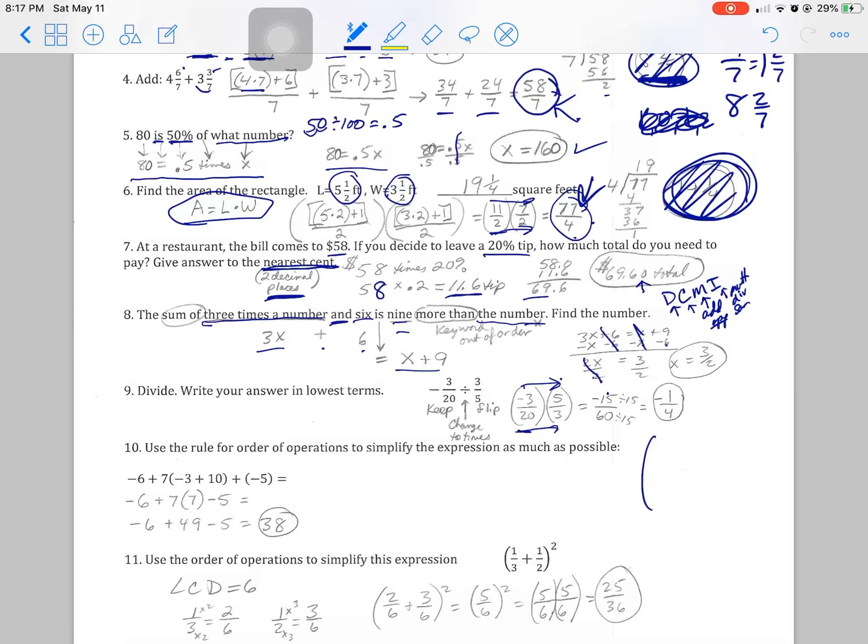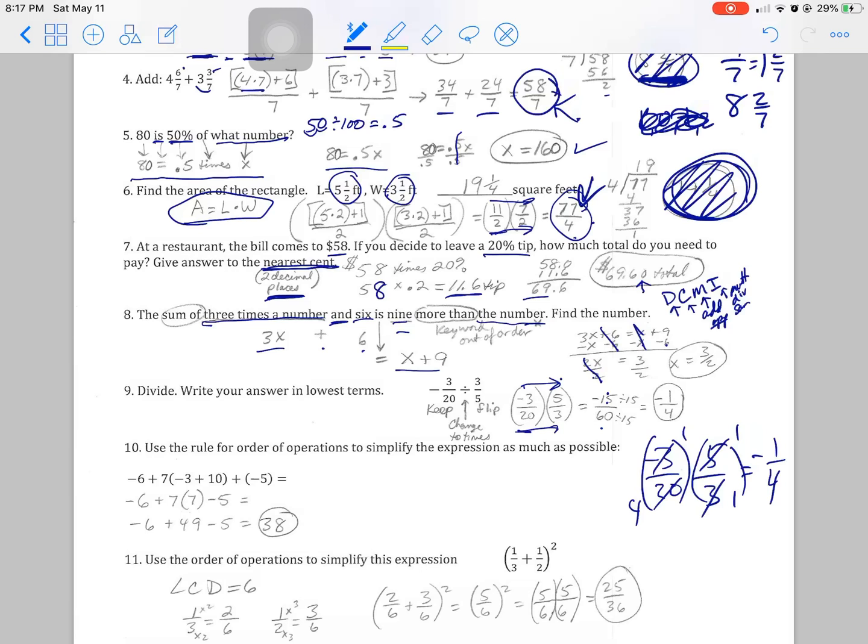Now some people reduce in place. So this is a negative 20, 5 over 3. 5 goes into 20 4 times. 3 goes in 1 time, and you're left with a negative 1/4. Now, if you don't want to do all that, then you multiply across the top and get the negative 15. Multiply across the bottom and get a 60, but then you need to reduce fractions.